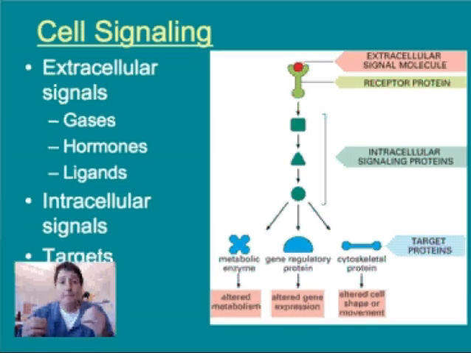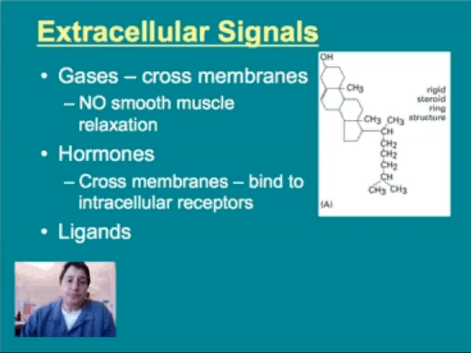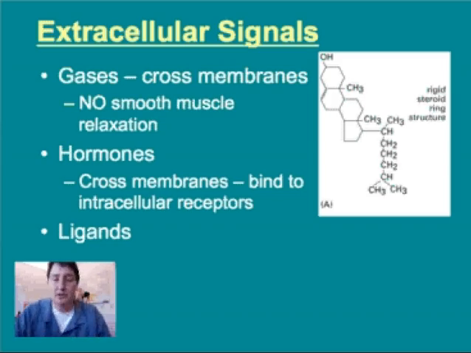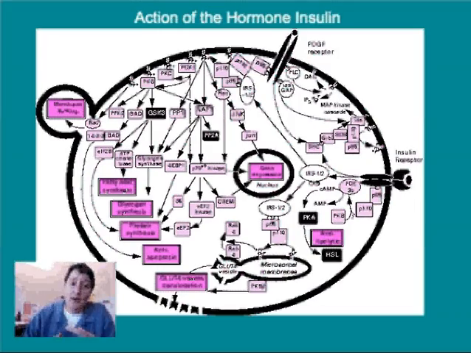And the targets can be things such as turning on gene transcription, changing the cytoskeletal elements, changing the metabolism of the cell, virtually anything you can think of. All right, and we already talked about different extracellular signals. We talked about gases, right? We talked about nitric oxide and smooth muscle relaxation. We talked about hormones being able to cross membranes and bind to intracellular receptors such as the androgen receptor. And now I'd like to just briefly talk to you about the hormone insulin and how it works.